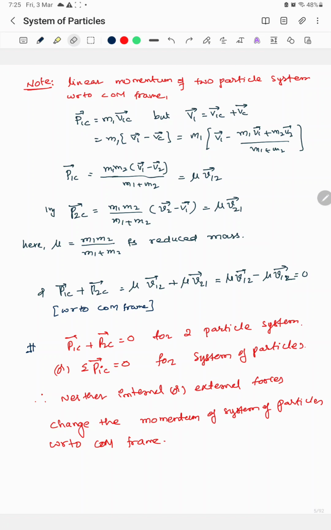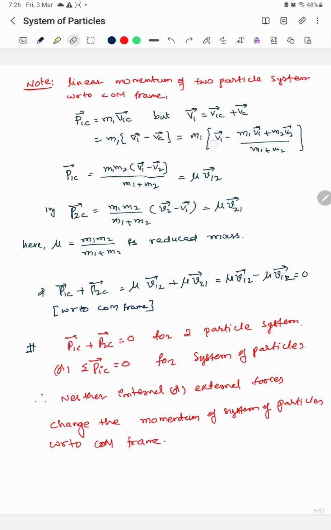Now m1, and with respect to the center of mass, that's why I'm taking the velocity of the first particle with respect to the center of mass, and this relation we know, v1 is equal to v1c plus vc bar, in vector form. Next, v1c is equal to v1 minus vc. You can substitute here v1 bar, m1 into v1 bar, and vc bar is this, right, for the two-particle system. If you expand, you will be getting this.